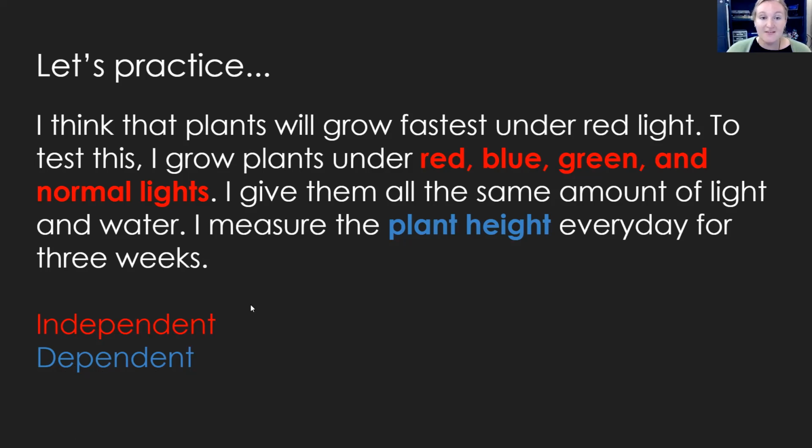Constants, I should keep everything else about these plants that's not the color of light they're grown under the exact same. I should use the same kind of plant, the same amount of light, the same amount of water, the same temperature, same soil. Everything about these plants should be identical except for my independent variable, which is that different color of light.